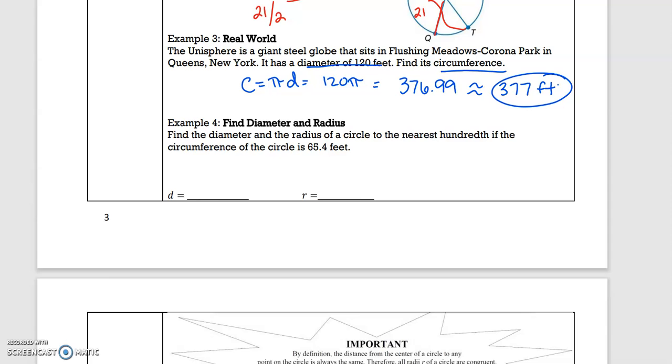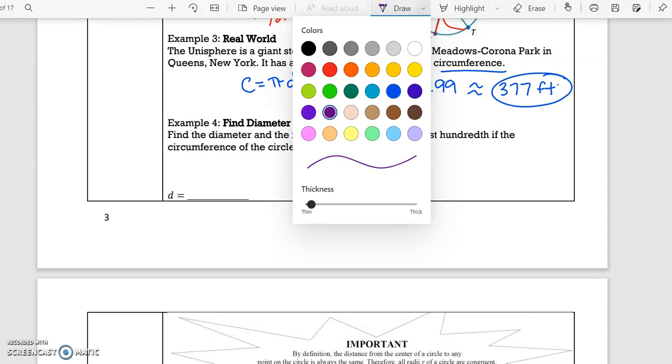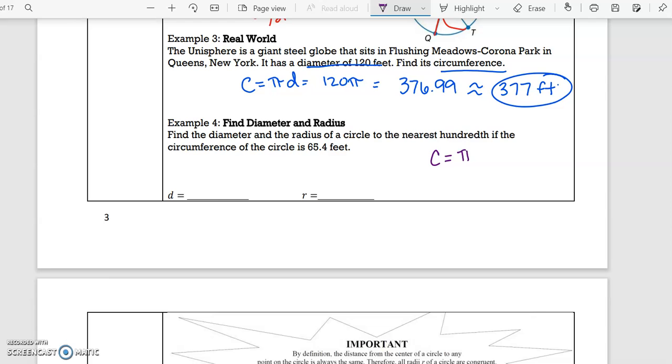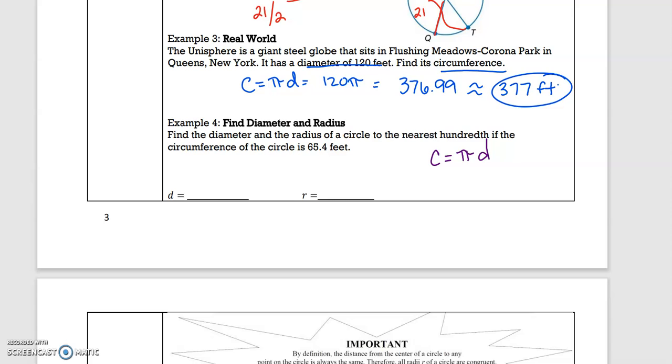Next one, we're going to work backwards. So given the circumference, we're going to write out our circumference formula, pi times diameter, and this time we're going to replace the C for circumference with a 65.4. And then we are going to divide by pi to get the diameter alone. And so 65.4 divided by pi in our calculator is going to give us 20.82, which if we cut it in half to get our radius, it would give us 10.41.